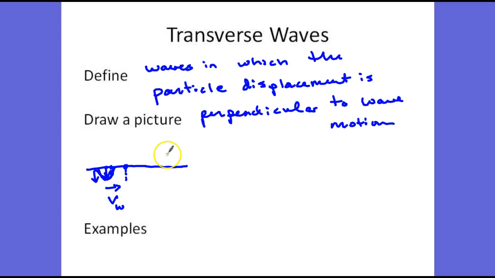Displacement perpendicular to a wave. A stadium wave, okay. I had a middle school teacher once argue that a stadium wave wasn't really a wave, and I can't say they're completely wrong, but it's a good example.